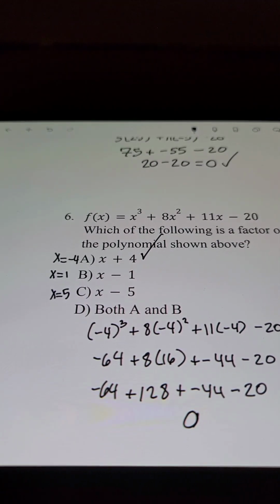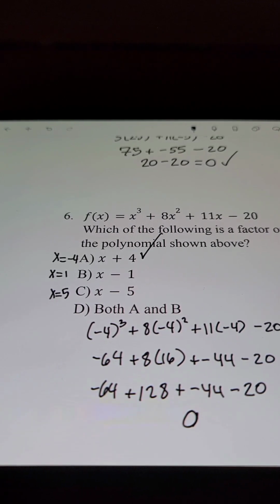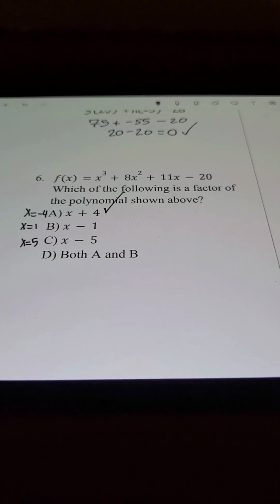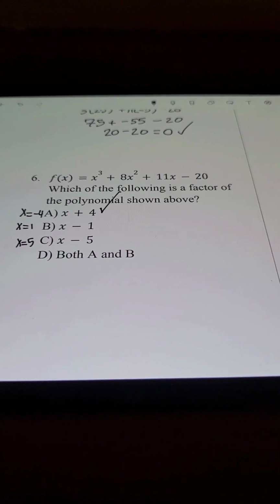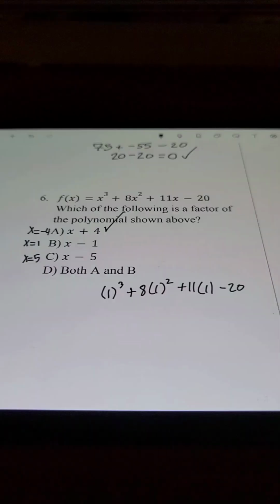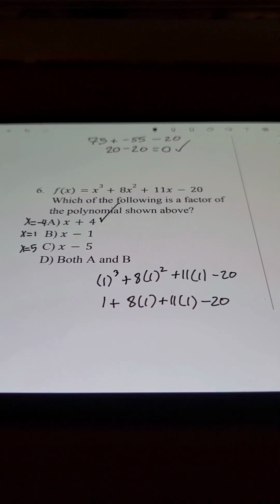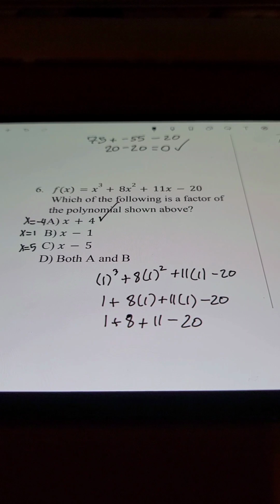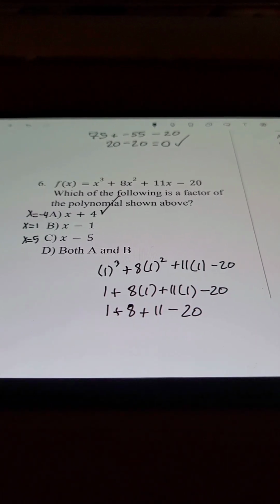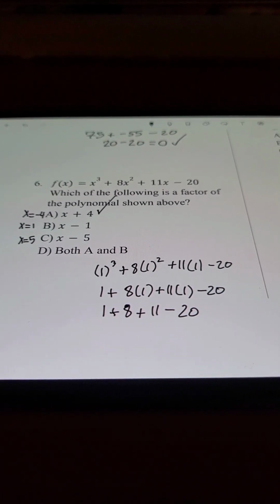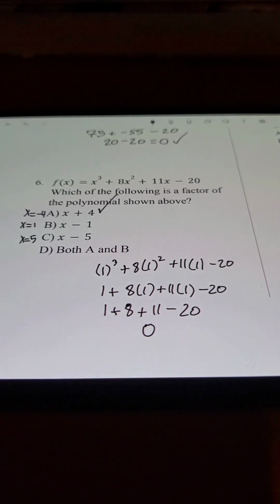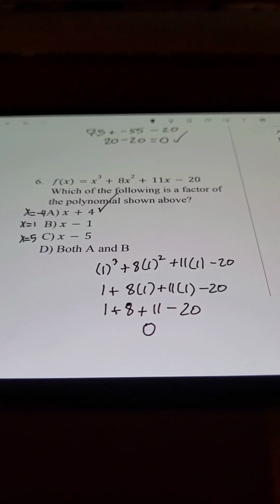So now let me check B to make sure that it couldn't be answer choice D. So I'm going to plug in 1 for x now and make sure that I get 0. So I just plugged in 1. Now I'm going to do my exponents. Now I'm going to multiply. And now I'm going to do all the addition and subtraction. And when I do that, I get that it does in fact equal 0. So that means B works as well, meaning the only possible answer choice would be D, both A and B.